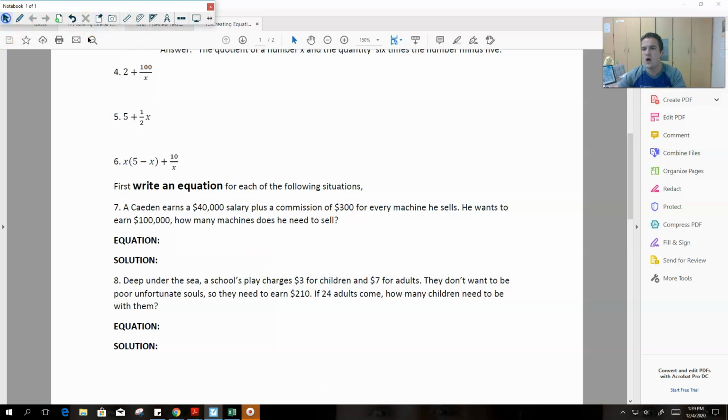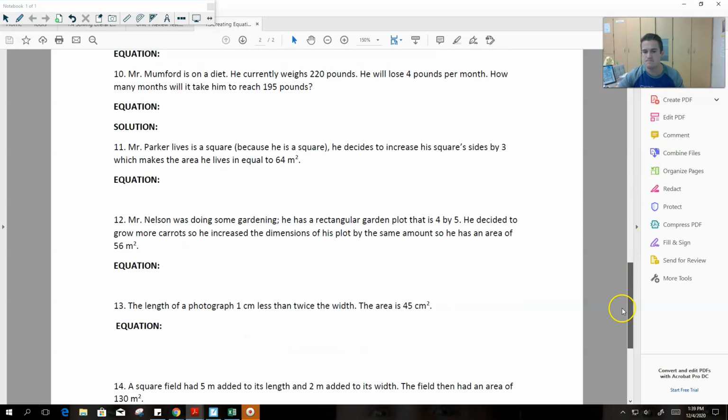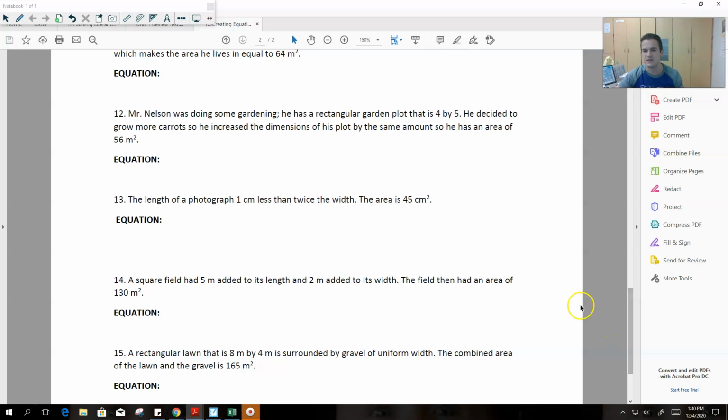Okay, let's do one more. Let's choose one more here. Ooh, I like this one. This one I'm not solving. I'm just going to write the equation.